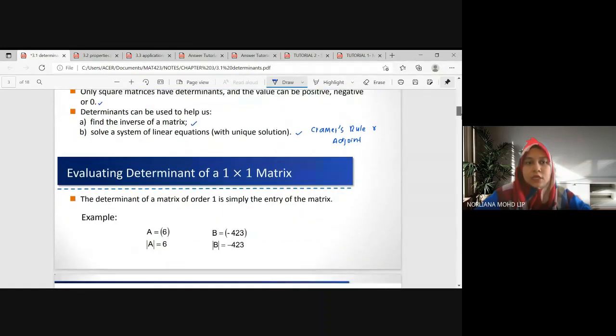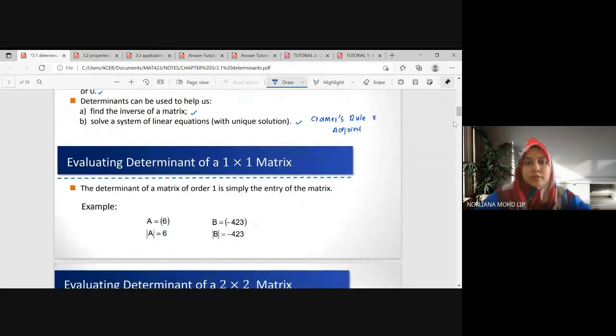Now we look at how to evaluate the determinant of a matrix of size 1 by 1. If the matrix is size 1 by 1, we simply take the entry of the matrix. For example, we have this matrix 1 by 1, 6. So we simply take the entry, and the determinant of A is 6. Also, matrix B is equal to negative 4, 2, 3, so the determinant is negative 4, 2, 3. We simply take the entry of this matrix.